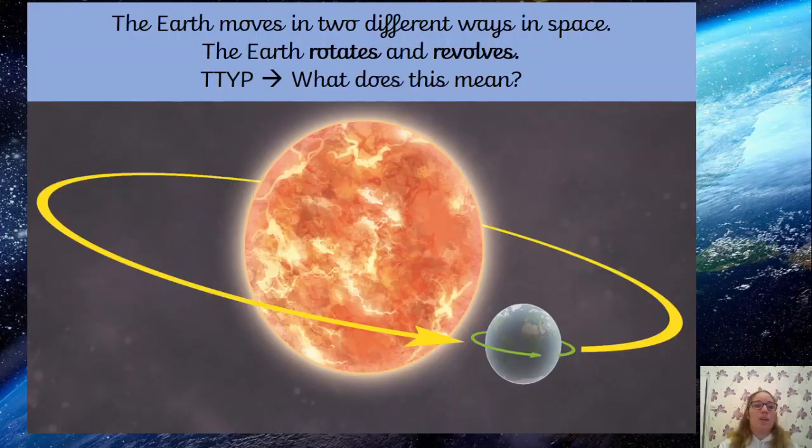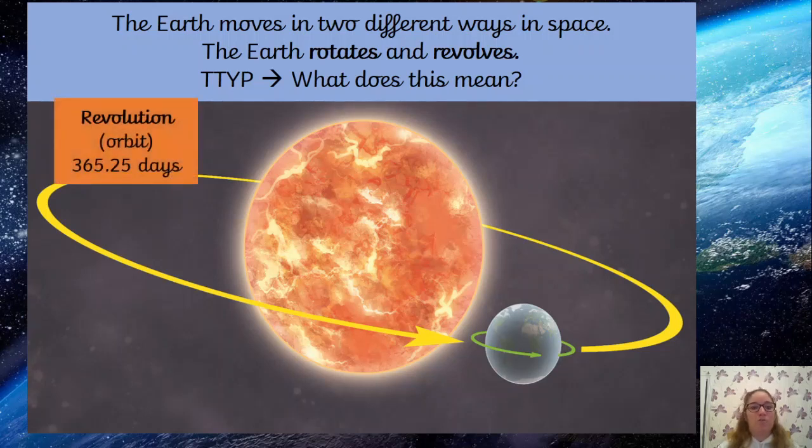So the Earth moves in 2 different ways. It rotates and revolves. Talk to your partner. What does this mean? See if you can remember the facts from the video, what it means, and what we've just spoken about the year and the day. Have a think and chat to your partner.